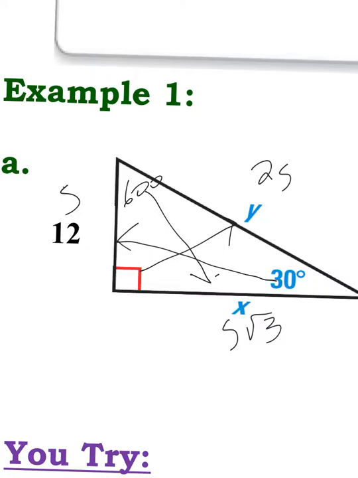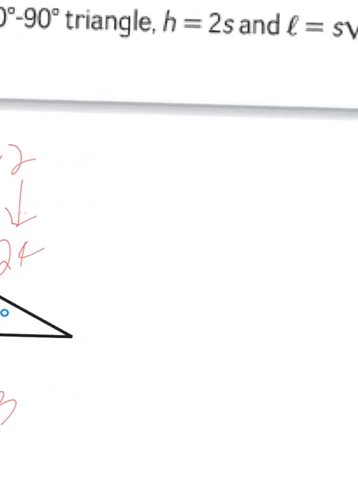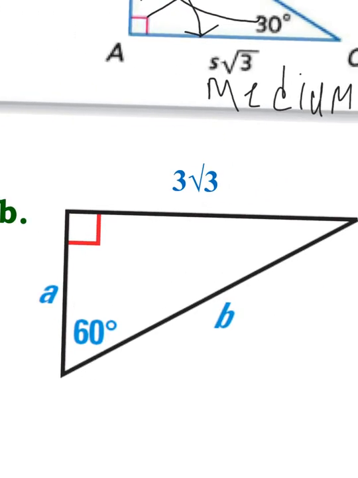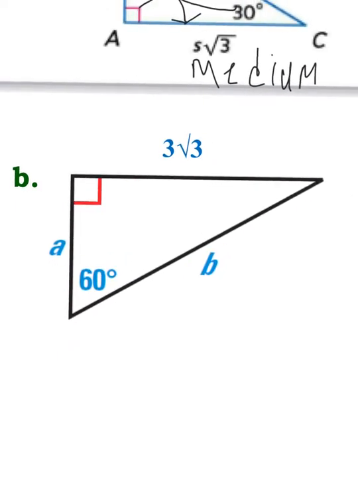All right, now it's just, since S is 12, then Y is going to be 24, because 12 times 2. And this one's just 12 square root 3. And that's all that one is. I can do the Pythagorean theorem, like I showed you on the 45, 45, 90, but I don't want to. It's going to take a while.